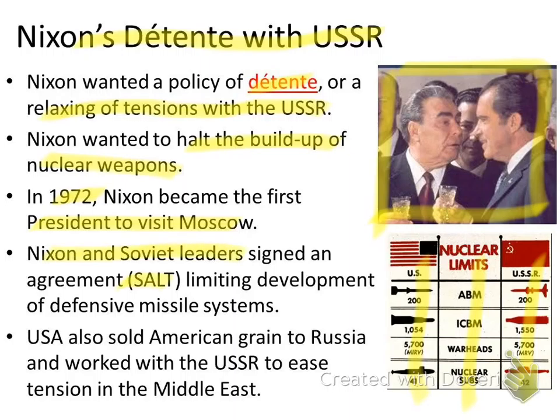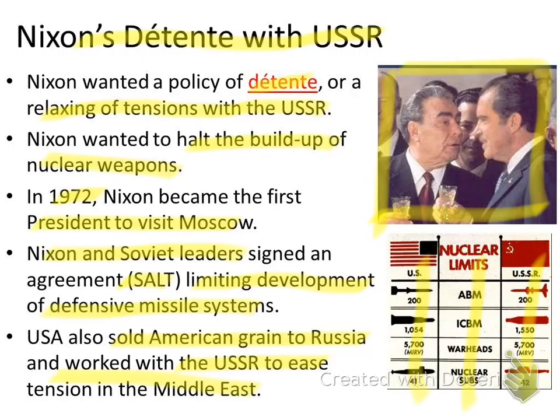Nixon and the Soviet leaders agreed to SALT, Strategic Arms Limitation Talks. We talked about this in a previous chapter. SALT limits the development of defensive missile systems. The U.S. also sold grain to Russia, and worked with the USSR to ease tension in the Middle East.